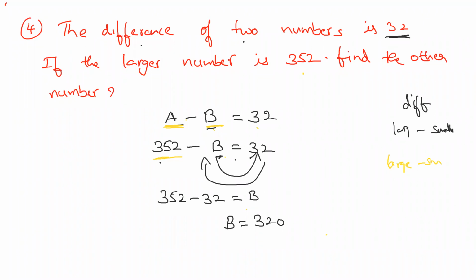Just listen. Suppose I am giving 5 minus dash equals 2. Here, what will come? 3 will come. How do you know? 5 minus 2 equals 3. Like that, you have to do 352 minus 32. You will get the B value. That is 320.